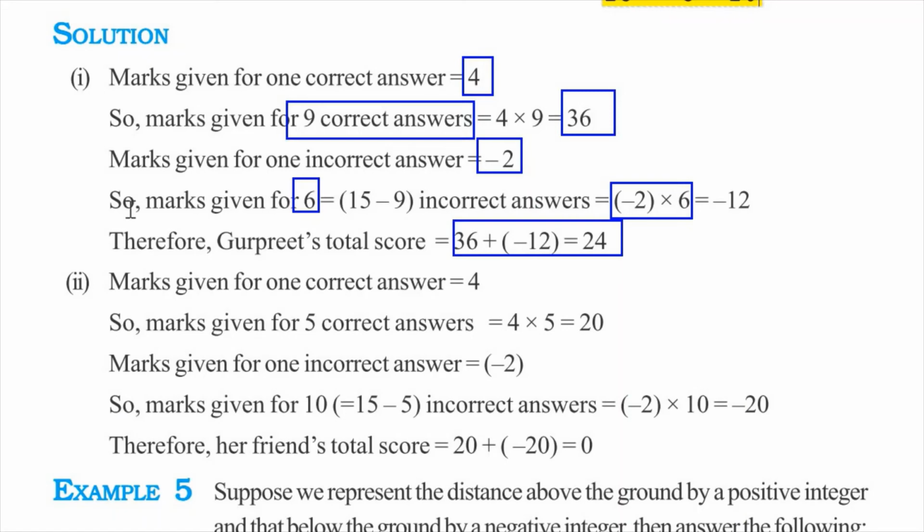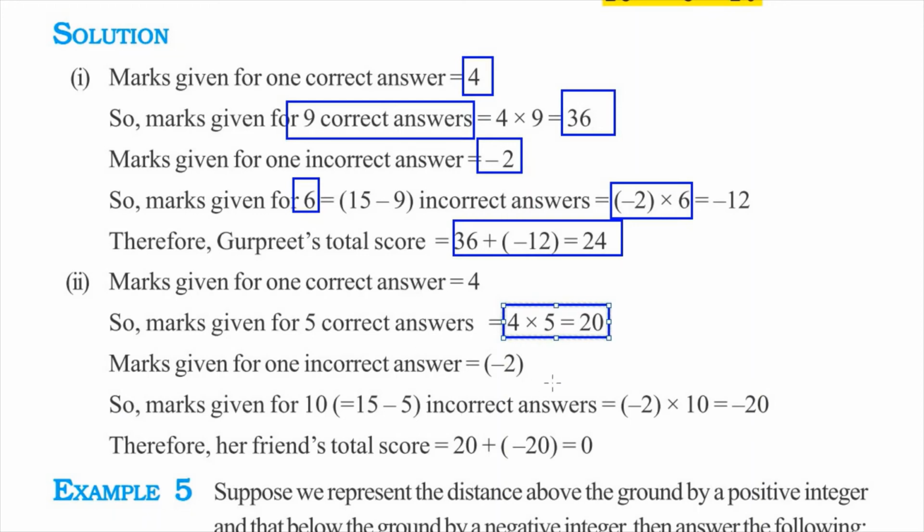Therefore, what is the total score? For each correct answer, you need to give positive 4 points. For each incorrect answer, you need to give negative 2 points. So she solved 5 correctly. That means she gets 4 times 5, 20 points.